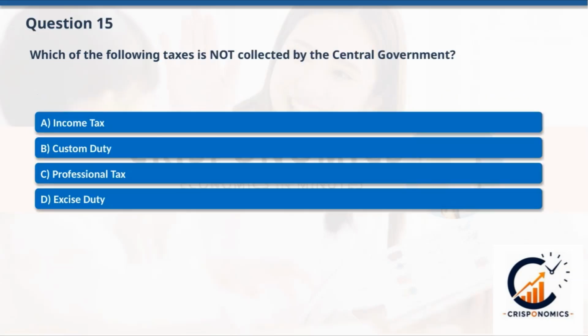Let's look at a question about taxes. It asks which of these taxes is not collected by the central government. We have income tax, custom duty, professional tax, and excise duty. 3 of these are central taxes, while 1 is collected by local or state authorities. This question helps us understand the division of tax responsibilities between different levels of government. It's a key point in grasping how public revenue is organized.